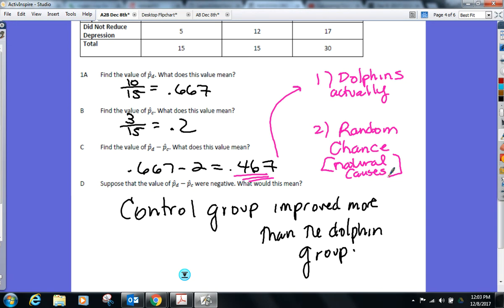Please, guys, before I move on, we're going to see if this was by random chance or not by literally putting them back into a group of 30, randomly going 15 and 15, randomly going 15 and 15. And I should get results that are right around here again. If I start getting results that are way off from 0.467, was this by random chance? No, it was by what? The Dolphins actually work. So that's what we're going to do right now.